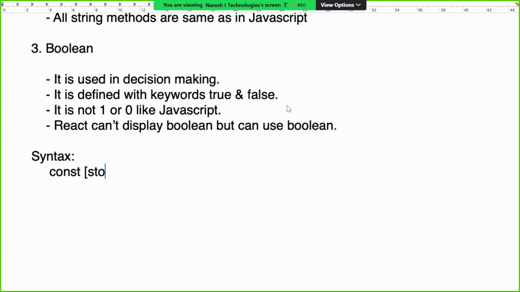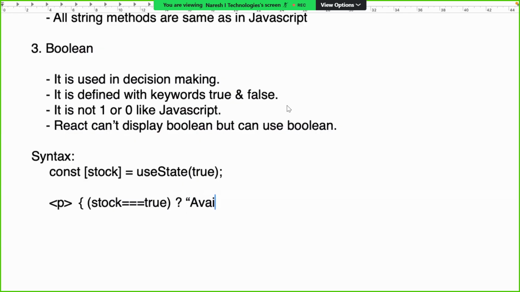Constant stock, use state, it is true. Stock is equal to true, then it is available. Otherwise, out of stock.